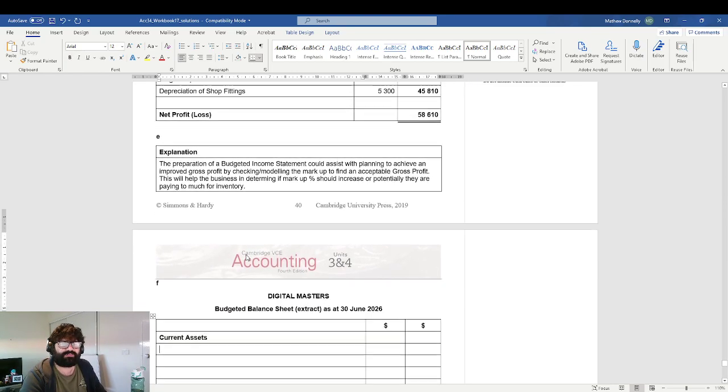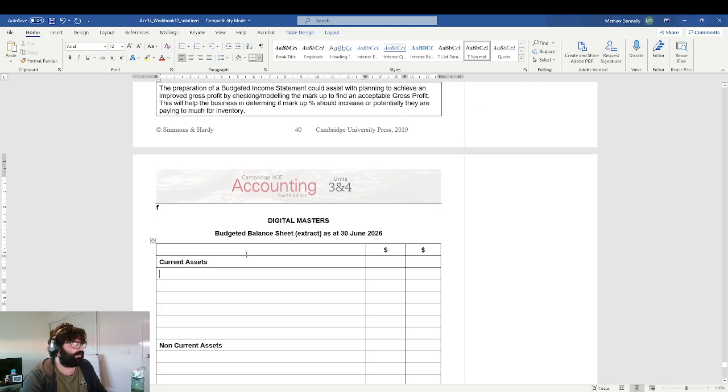Alright, let's tick over to F. Prepare an extract of the budgeted balance sheet of Digital Masters as at the 30th of June 2026. It shows current and non-current assets. So let's go through the starting amount. So we've got accounts receivable. Let's do accounts receivable. So we know accounts receivable also comes with less allowance for doubtful debts.